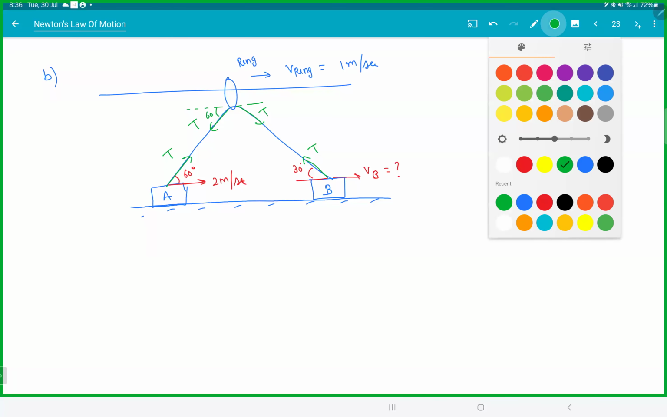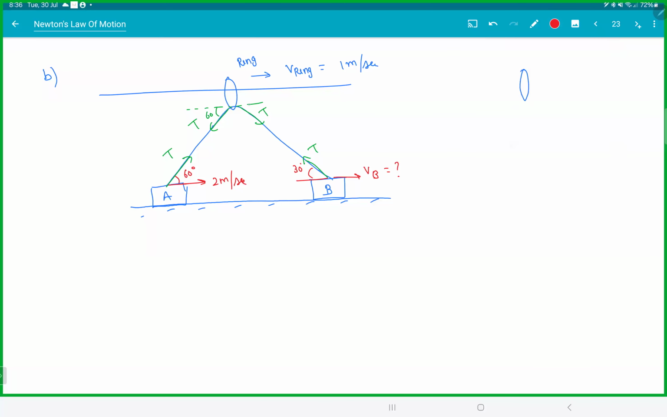This is also 30. So if you look at the ring, look at the tension components. This is 30, that is 60. So this component would be T cos 30. This component would be T cos 60. So the vertical components are useless and the speed of the ring is 1 meter per second.